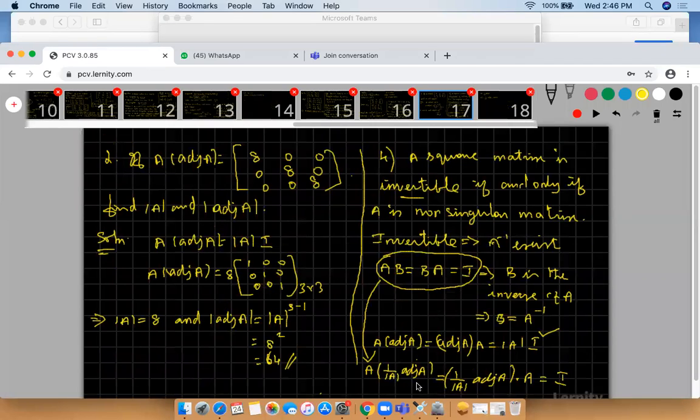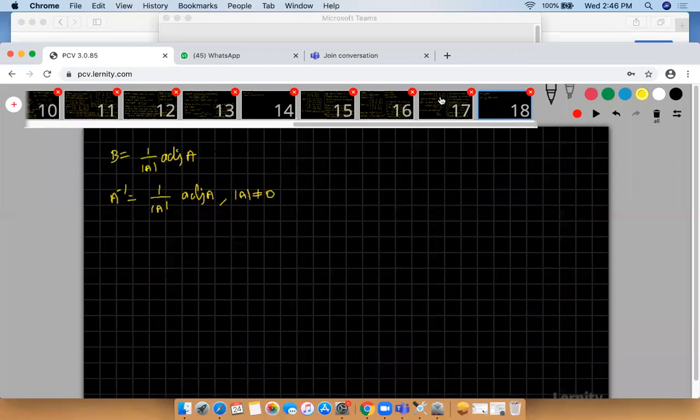So therefore, your A is a non-singular matrix. If A is a non-singular matrix, then we can find the inverse of the matrix. If A is a singular matrix, we can never find the inverse of the matrix. So this is an important condition. If A is non-singular, the inverse of the matrix is 1 by determinant of A, adjoint of A. If A is singular, the inverse does not exist. So this is the A inverse formula. Finding A inverse.